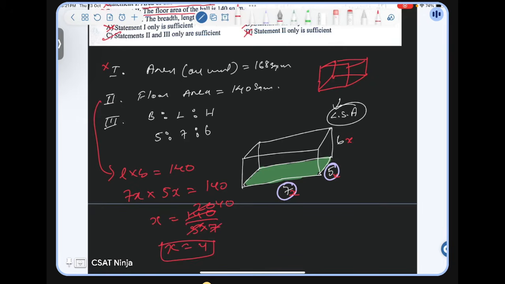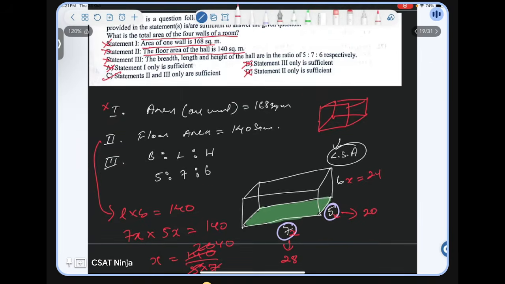So if your x value is 4, what are the length, breadth, and height? Length is 7 into 4, which is 28. Breadth is 5 into 4, which is 20. And 6 into 4 is 24. You have length, breadth, and height.